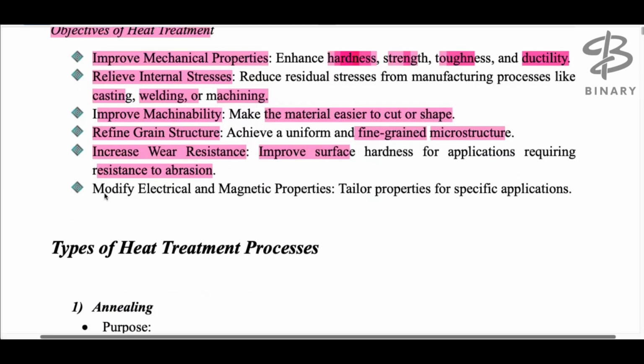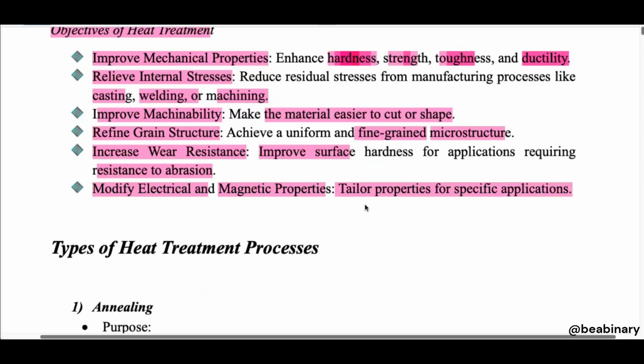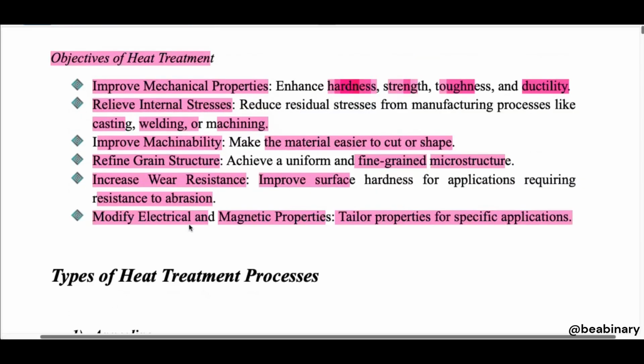Okay, modifying the electrical and magnetic properties: tailor the properties for other specific applications. So, what are the advantages of heat treatment? Improve the mechanical properties, relieve the internal stresses, improve the machinability, refine the grain structures, increase wear resistance, and modify electrical and magnetic properties.